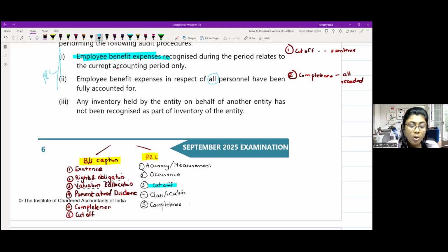These two are P&L. Next: all the inventory held by the entity on behalf of another has not been recognized as part of the entity. See, inventory is basically an asset, so it is balance sheet. The inventory shown in our balance sheet belongs to us only, it does not belong to others. Completeness means nothing left off. It belongs to us, our inventory: it is rights and obligation. Mark it as important.